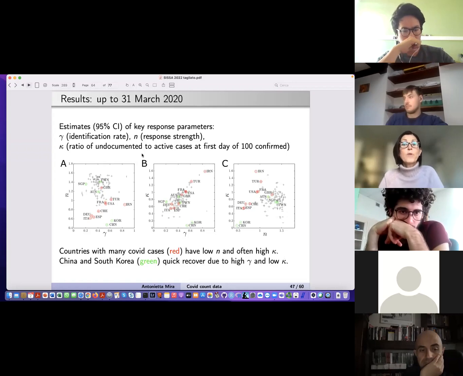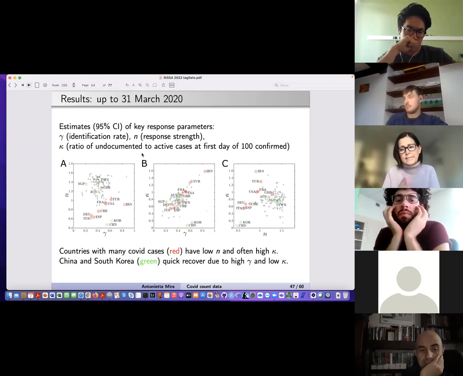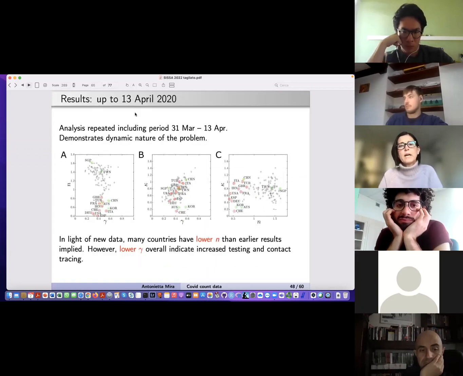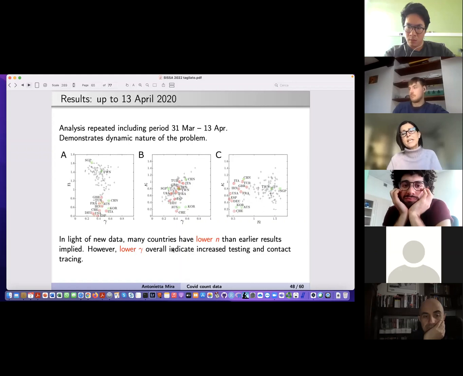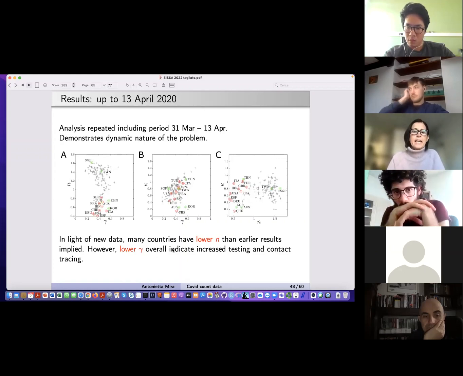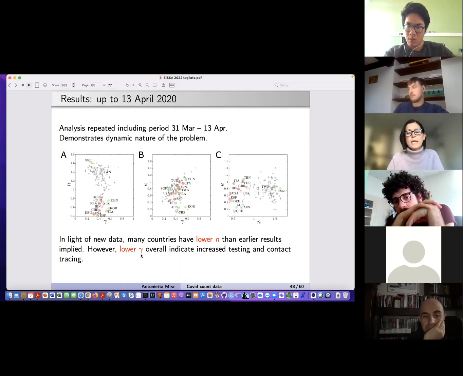K, remember, is the ratio of undocumented to active cases on the first day when we observe 100 confirmed cases. So at the time they started reacting to the pandemic, we estimate that there were few undocumented cases. On the other hand, in Italy or in other countries like Iran, Turkey, US, UK, the value of K was fairly high. We re-estimated the model on data up to mid-April, and we see, in light of this new data, how many countries have a lower value of N. Remember, N is the strength to which each country reacts to the pandemic. And overall, we have a lower value of gamma, which indicates an increased testing and contact tracing capacity for pretty much all countries.